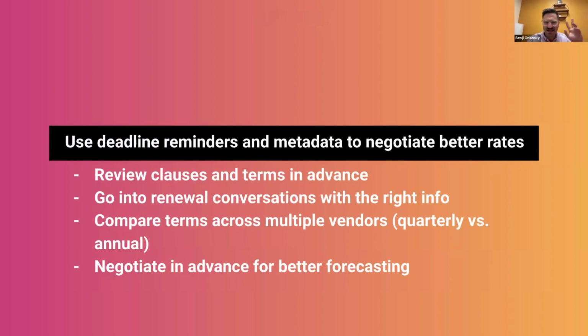Hi, everybody. Benji Orlansky, head of customer success here at Concord. So, yeah, to Blake's point, we talk a lot about gathering data and extracting data within Concord, and what good is data unless you're actually leveraging it to make informed business decisions and save money and operate more effectively and efficiently. So, we want to talk about a couple of ways you can do that here. Number one, using deadline reminders and metadata to negotiate better rates.